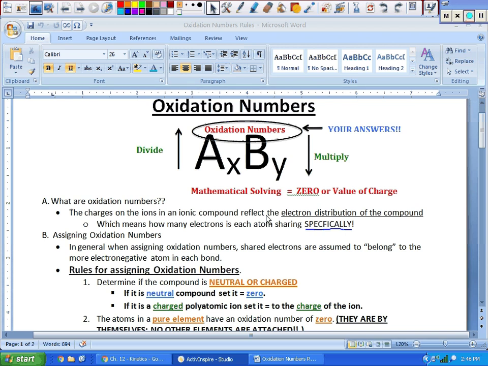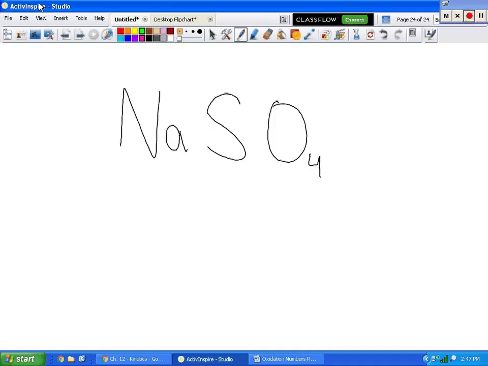All right, here's what I want you to underline here. They are assumed to belong to the more electronegative atom. And then circle the word more. I'm going to go back to the example we were looking at. In this special compound, you should already know this, who is the most electronegative in this thing? Oxygen. How do you know that? Perfect. It's closest to fluorine.